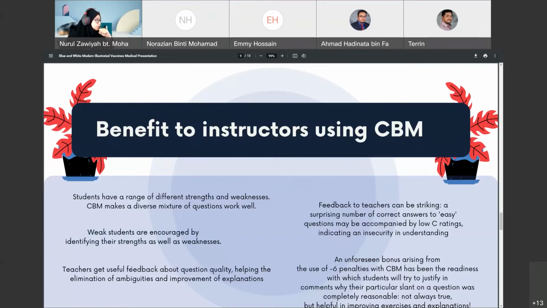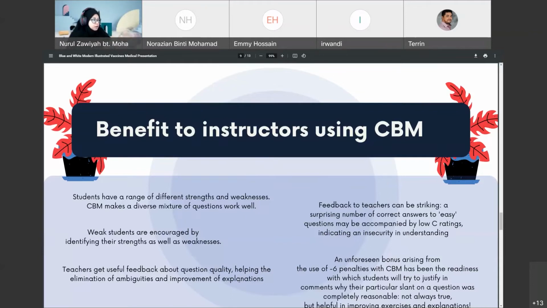Teachers or lecturers will get useful feedback about question quality. It's very important: question quality, helping the elimination of ambiguities and improvement of explanation. If our question is of Google quality, where you can easily find it word by word in Google, of course they will answer correctly with high confidence. If everything gets very high marks in CBM, it probably reflects back on how well we design our questions.